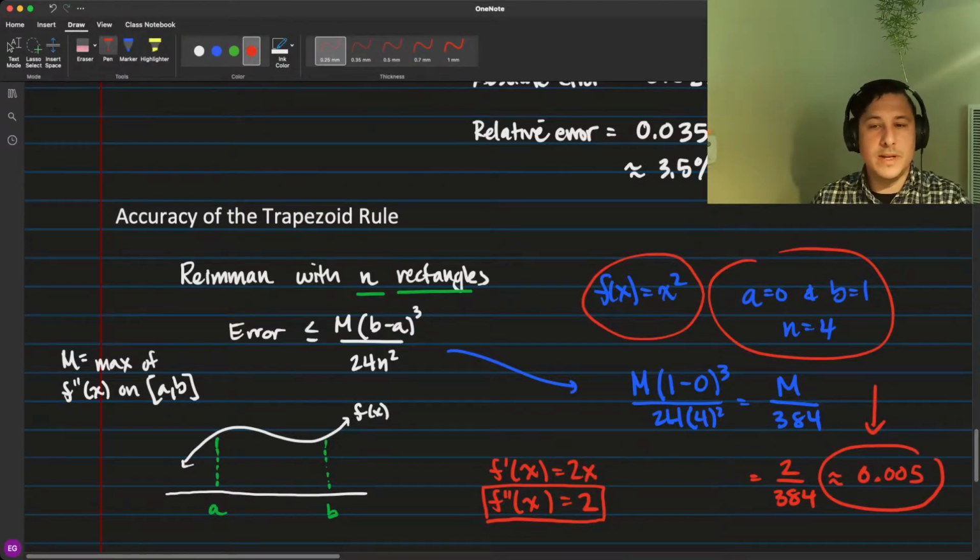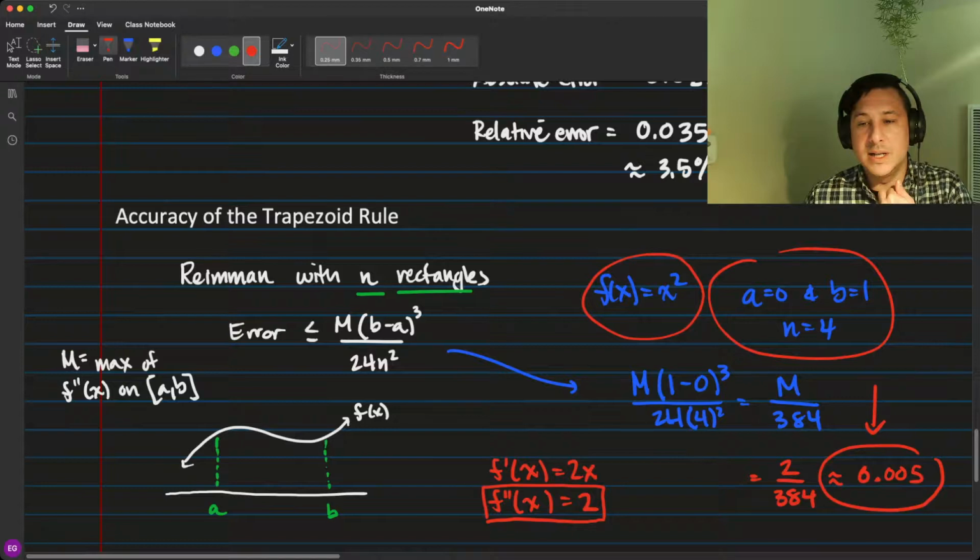So does it make sense why this formula is here? Because you can plug in numbers and say, oh, how much am I going to be off by? And you look at this and you're like, oh, I'm only going to be off by 0.005. That's not that bad.